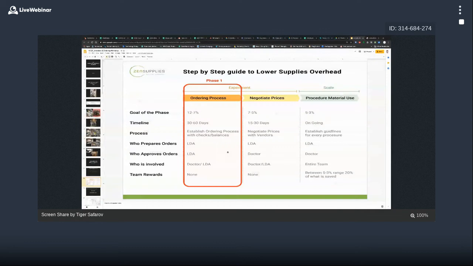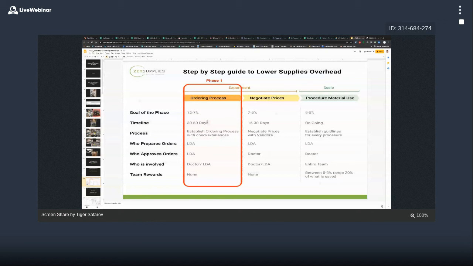So what are the steps that we recommend to lower the supply overhead and start managing the inventory? One of the things we talk about is, when offices are completely at 7% on supplies, you need to establish the process first, right? That's where we come in with Zen, just having checks and balances: who approves the orders, what needs to be done with inventory, lowering some of the stock levels. That's going to be phase 1.